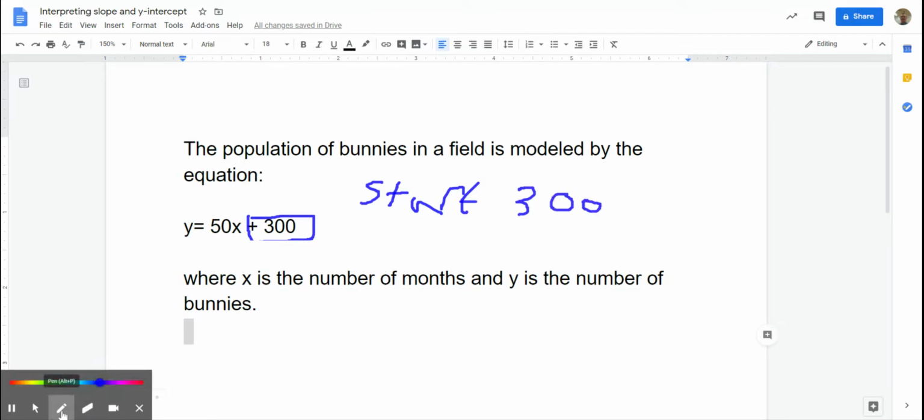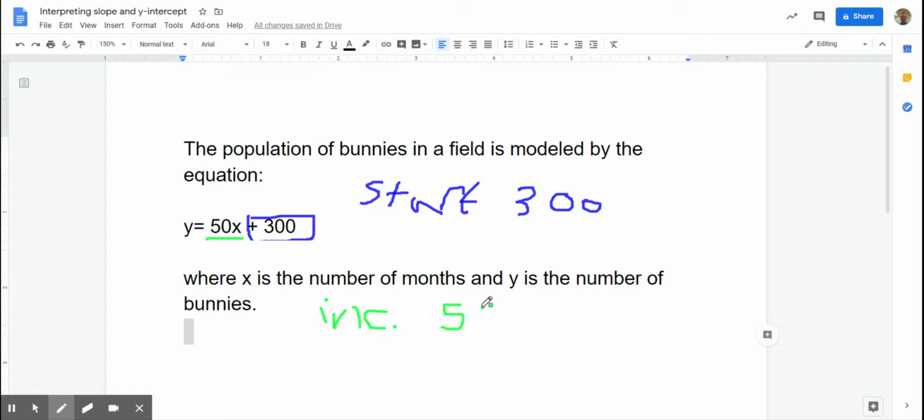Now, to interpret the slope, all we have to do is look and say, okay, what is happening? Is it increasing or decreasing? Since it is positive, I'm going to say it's increasing, and I'm just going to write "inc" because I don't want to write with this mouse. Then I have to ask myself, how much? Well, it says right there, 50. So it's increasing by 50.